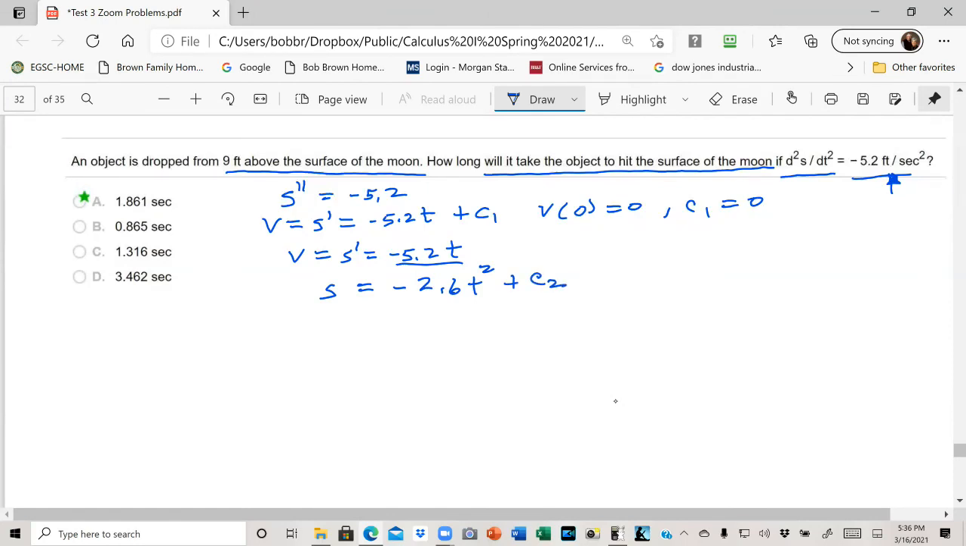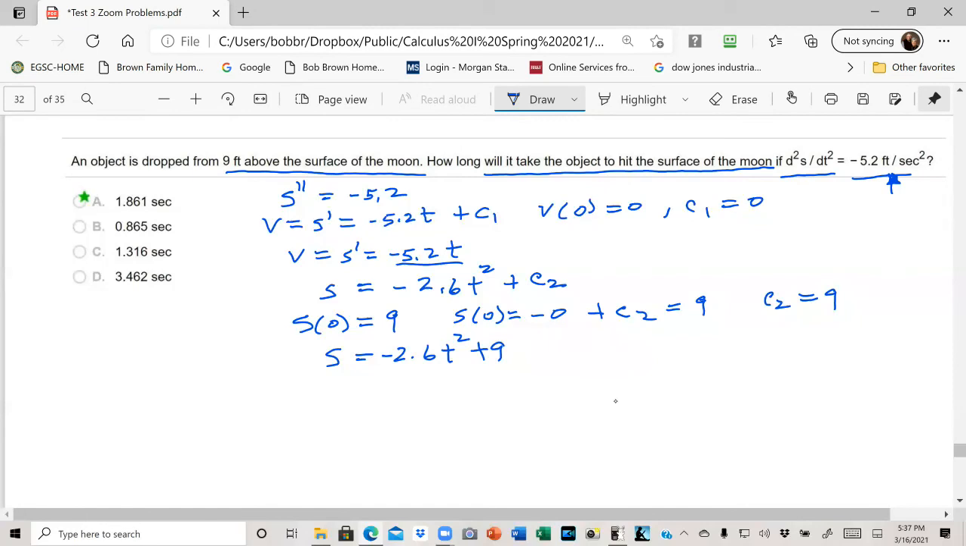Now we know that S of 0, when it's dropped, its position is 9 feet above the moon surface. So S of 0 is equal to 9. So S of 0 is equal to minus 0 plus C2. So C2 equals 9. So S is minus 2.6t squared plus 9.